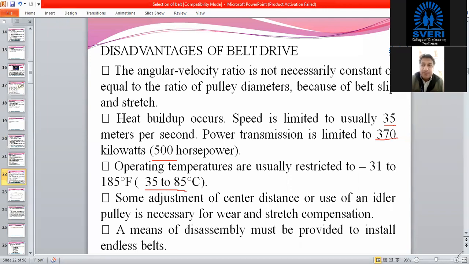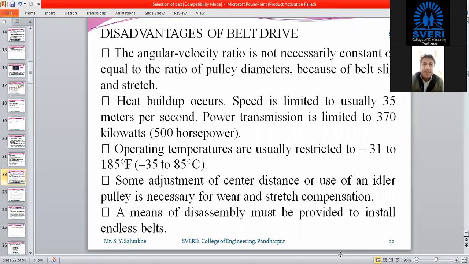Then, some adjustment of center distance or use of an idler pulley is necessary when wear is taking place. So this idler pulley is required. That is going to become a disadvantage of this belt drive.